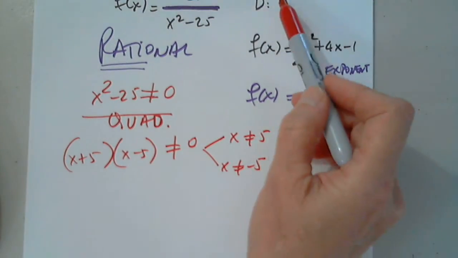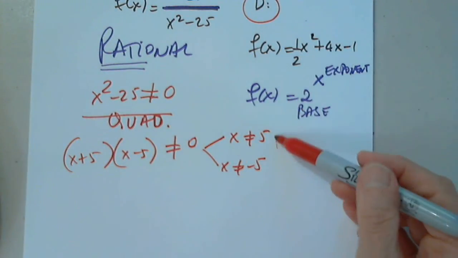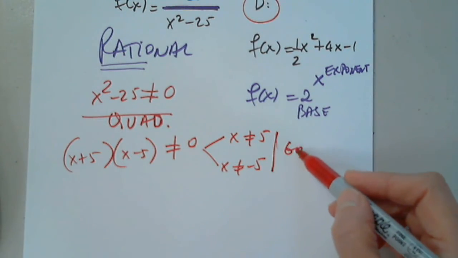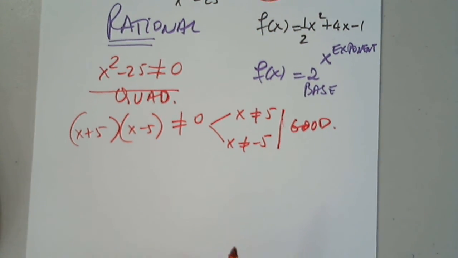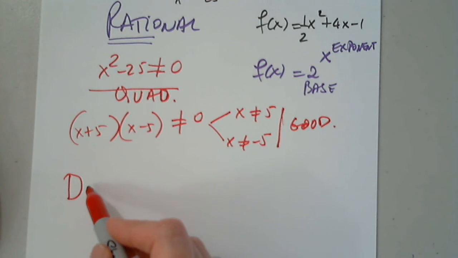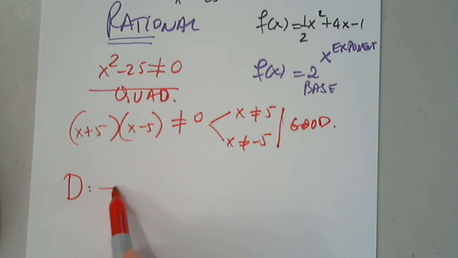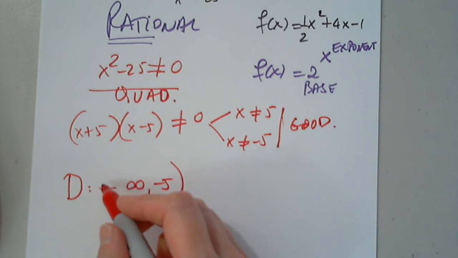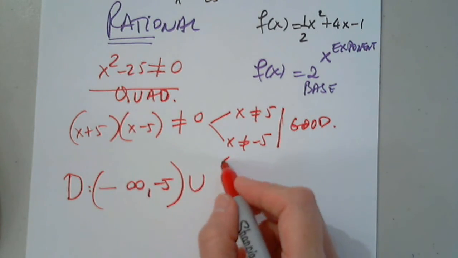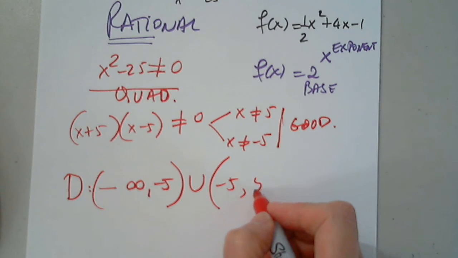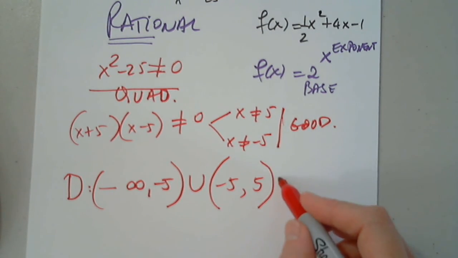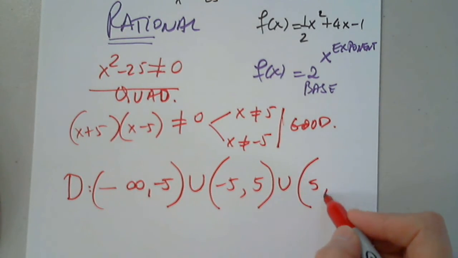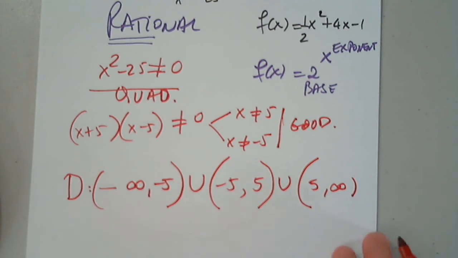Awesome. But we're asked to find the domain, not what x cannot be. This is good, but not good enough. So now I have the domain. In interval notation, negative infinity to negative 5, without negative 5, union, negative 5 to 5, without 5, union, 5 to infinity, without 5. What does this mean in plain English? Everything but this and this.